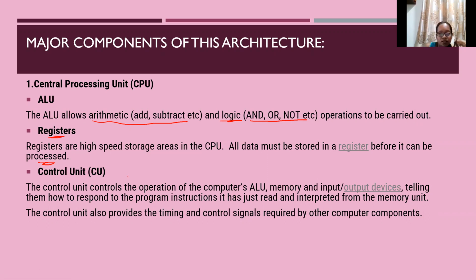Then the control unit controls the operations of the computer, the ALU, memory, and input-output devices, telling them how to respond to the program instructions it has read and interpreted from the main memory unit. No need for such a lengthy explanation. What is the purpose of the control unit? It just controls all the devices of the computer. That means input devices, output devices, memory devices, the CPU, everything, by sending control signals. So that is the purpose of the CPU.